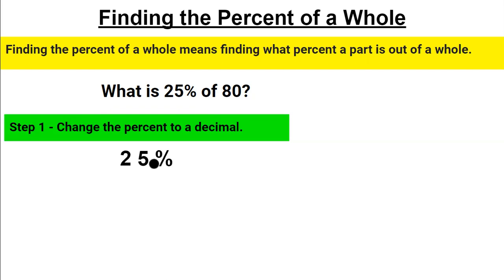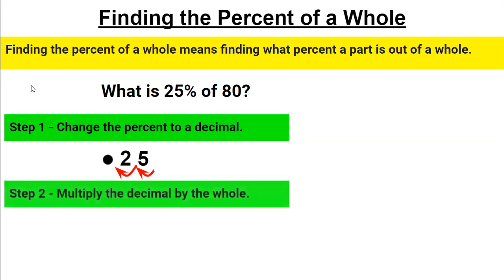And what are we going to do? We're going to move 2 spots to the left. Not right, but to the left. Right meaning correct, but left. So we're moving 2 spots to the left, placing our decimal there. So we have now changed 25% to 0.25. And then step 2, we're going to multiply the decimal by the whole. So the whole is 80.